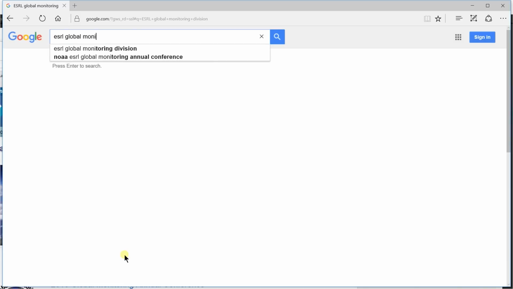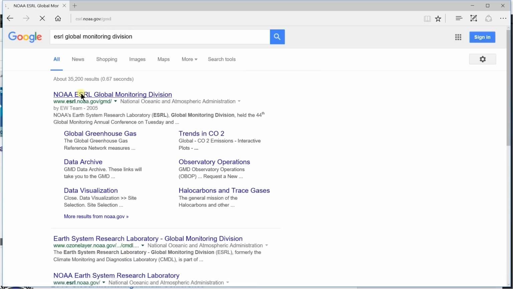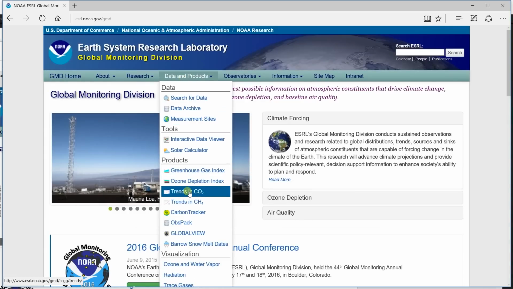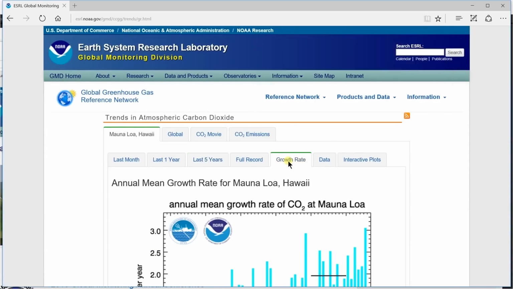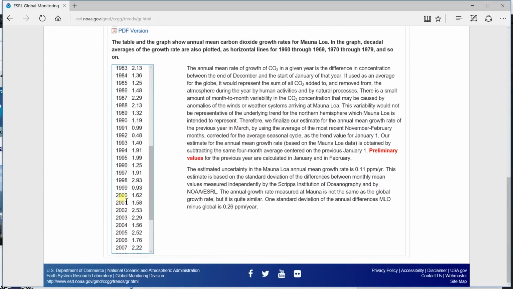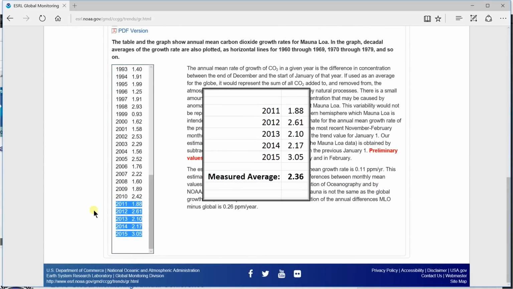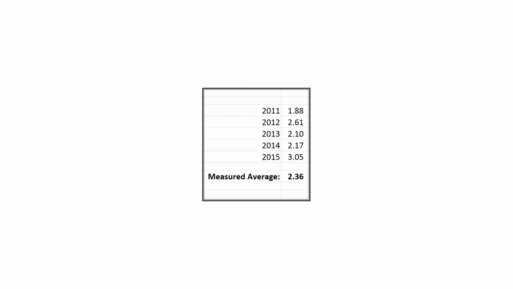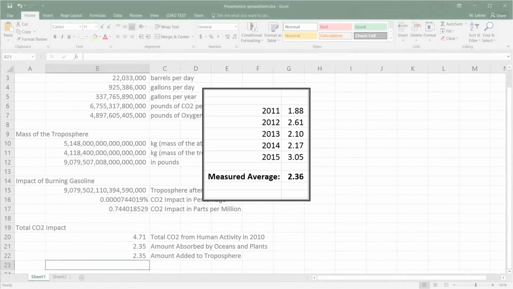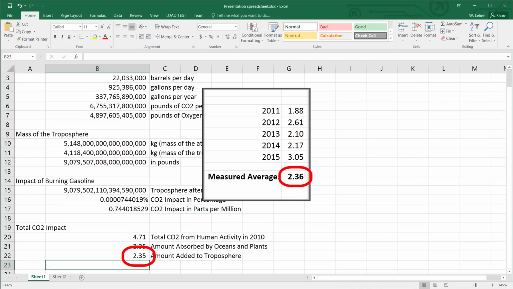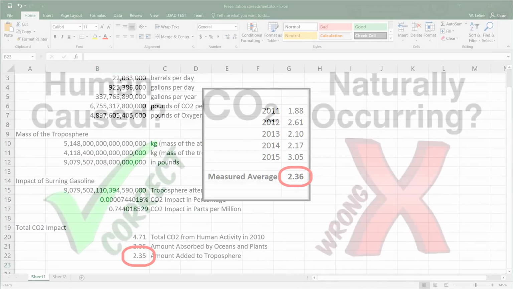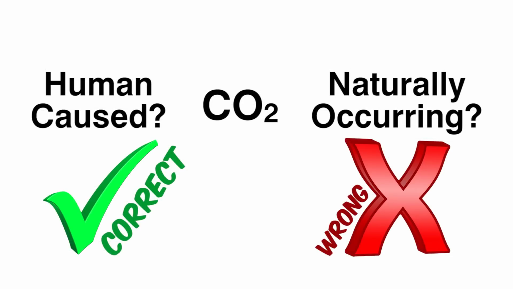Now we check our math against actual recorded data. Since the CO2 produced in 2010 will take some time to spread and absorb globally, we'll look at the average of the measured rise of CO2 for the following 5 years. According to actual recorded readings, we saw an average annual rise of 2.36 parts per million. You can see that our math agrees pretty closely with actual recorded data. Since there are no other sources for this quantity of CO2, we must conclude that the rise in CO2 is caused by human activity and not by natural causes.